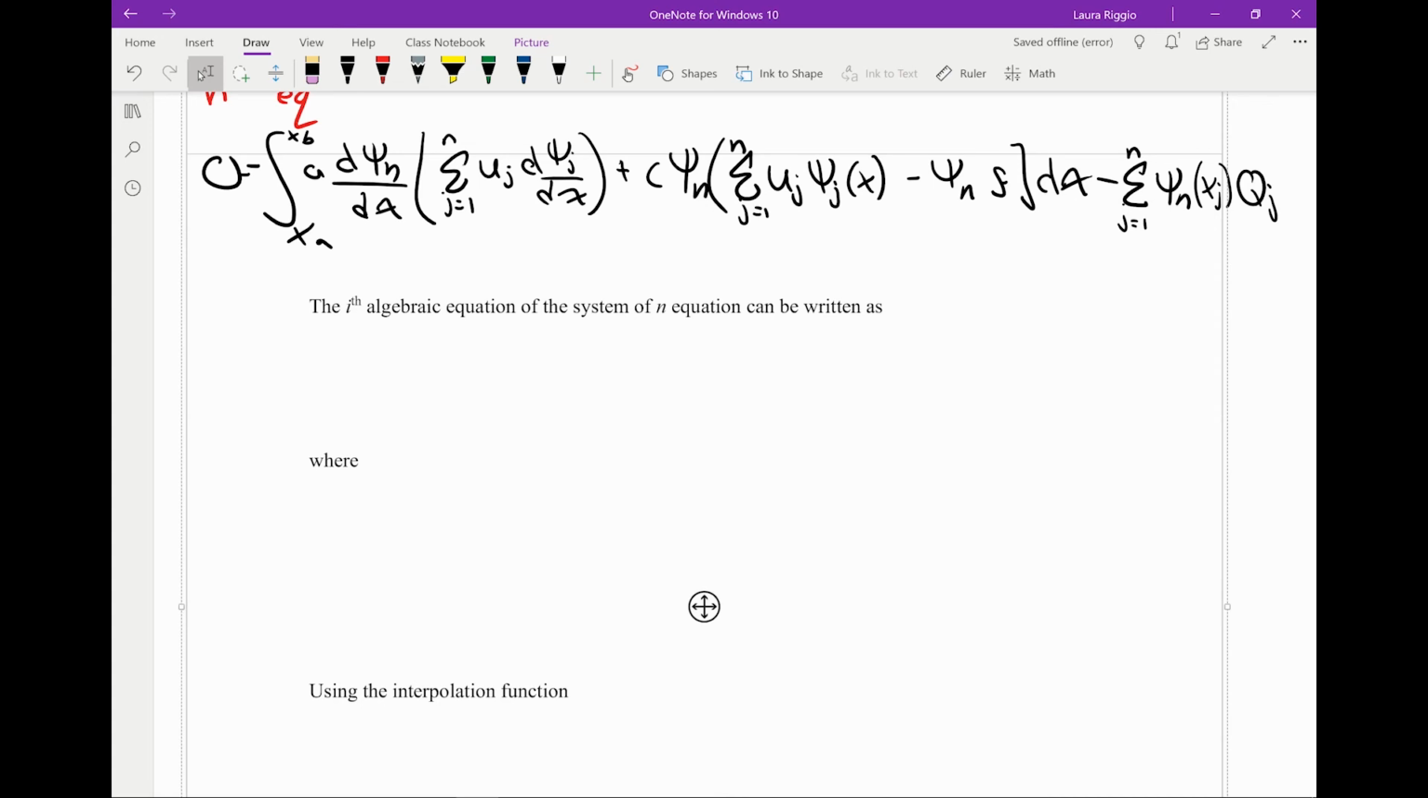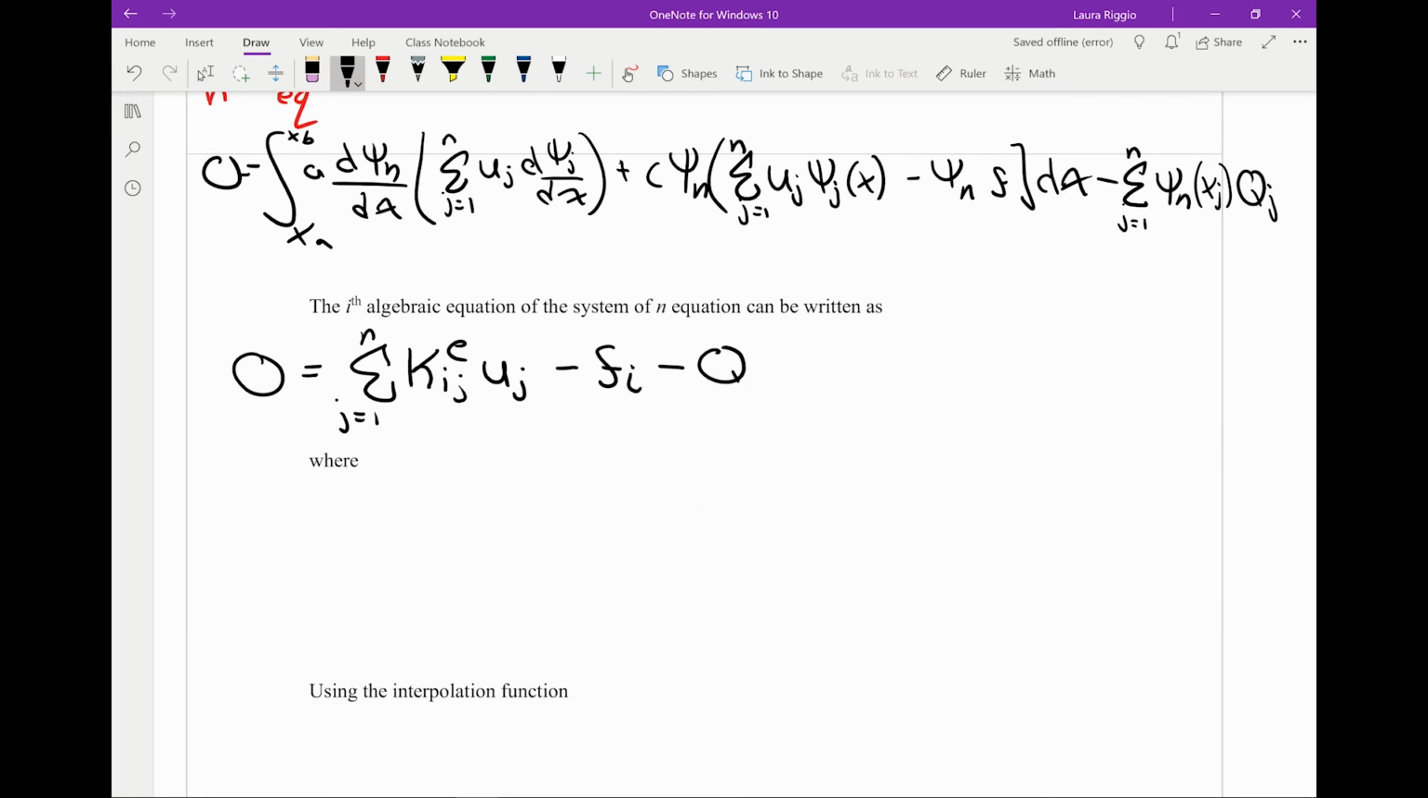So we now have algebraic equations for our system, and we can write them as 0 equals the sum from j equals 1 to n of kij uj minus fi minus q, which is equal to 0, where i is equal to 1, 2, 3 to n. So we're at the same kind of equation we were using in discrete systems.